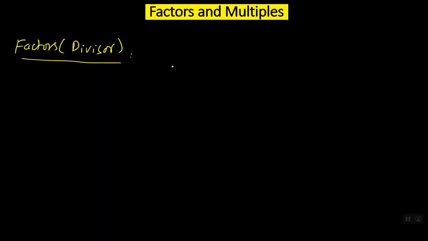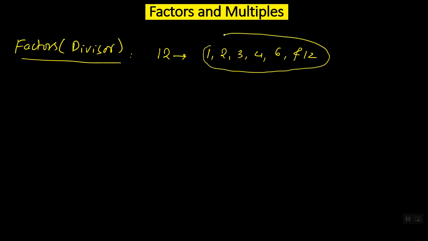Okay, let me make it simpler. Let's take an example. I have a number 12. Tell me, 12 is divisible by which numbers? 12 is divisible by 1, 2, 3, 4, 6 and 12 itself, isn't it? So these numbers are called factors of 12, or I can say the divisors of 12. If you divide 12 by any of these numbers, the remainder is 0. Such numbers are said to be factors.